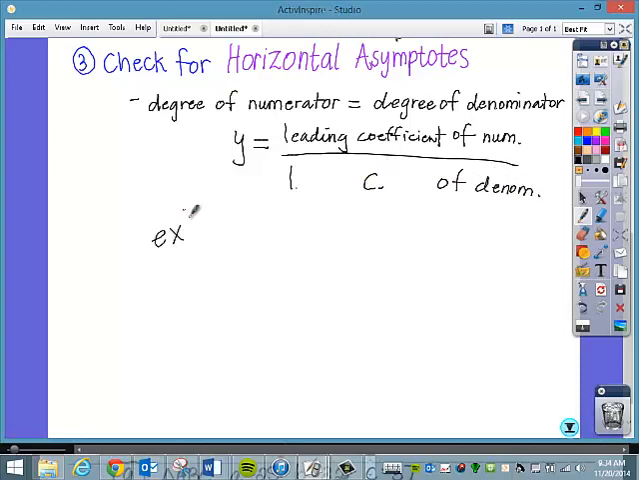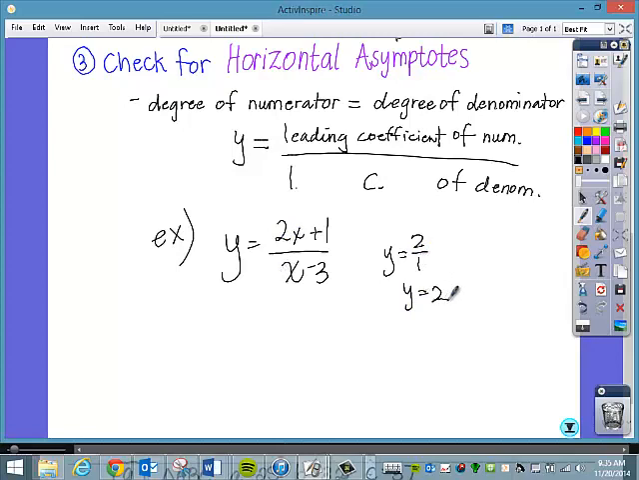An example of this would be y equals 2x plus 1 over x minus 3. The degree of my numerator is 1. The degree of my denominator is 1. So my horizontal asymptote is at 2, which is the leading coefficient of my numerator, over 1, the leading coefficient of my denominator. So my horizontal asymptote is at y equals 2.